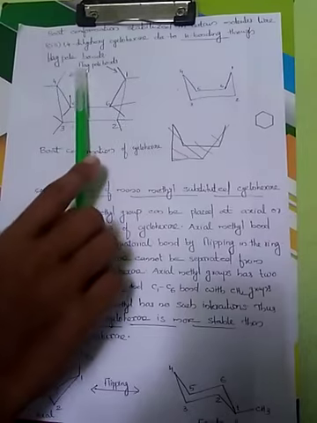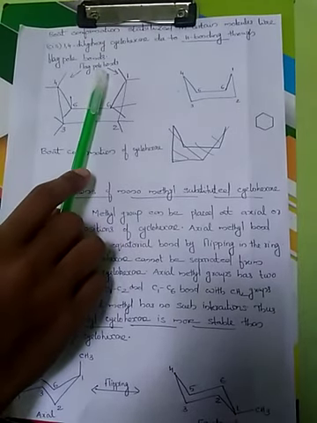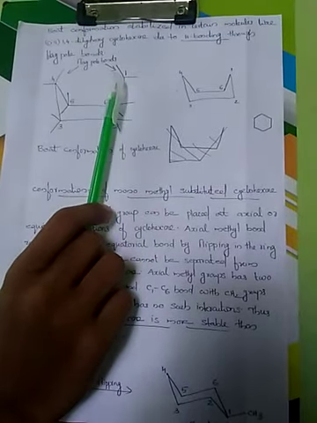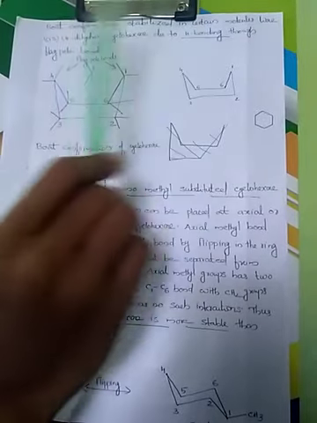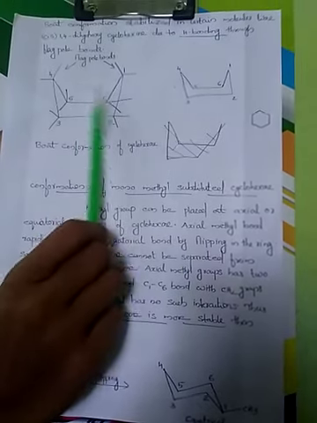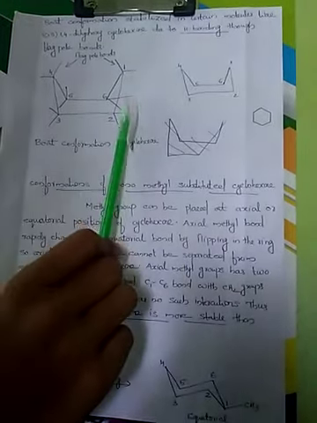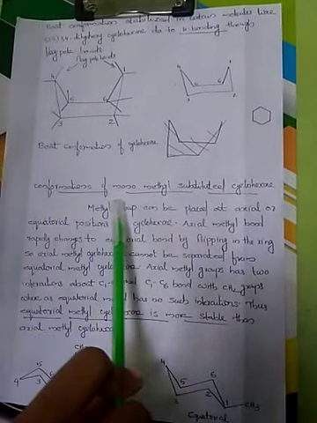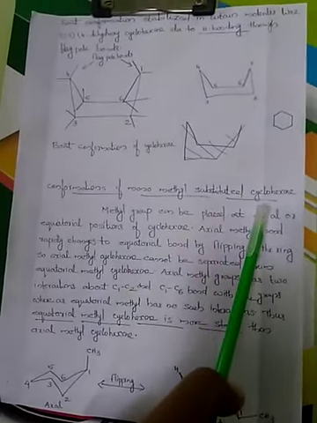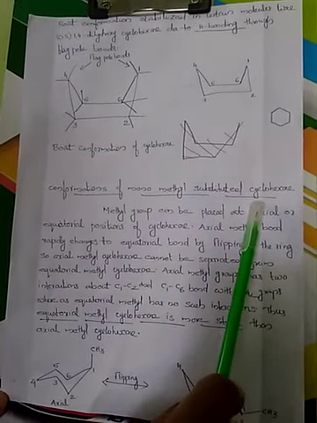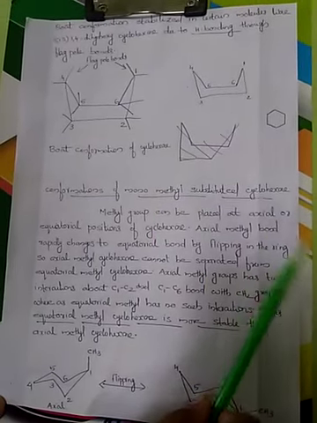So, in the boat conformation, only some molecules like 1,4-dihydroxycyclohexane are more stable due to hydrogen bonding and flagpole interaction. In all the other cases, our chair form is the most stable conformation of cyclohexane. Next one, conformations of monomethyl substituted cyclohexane. When a methyl group is substituted in a cyclohexane, it is known as monomethyl substituted cyclohexane.